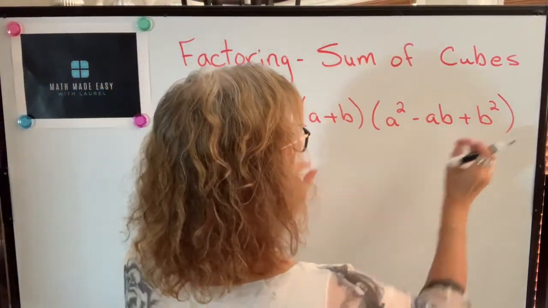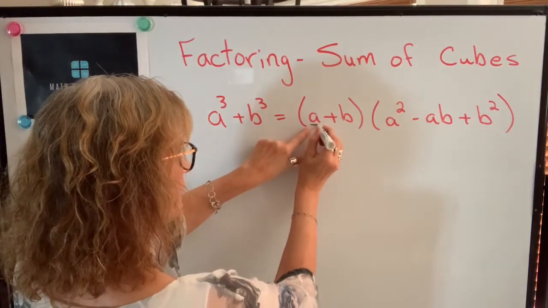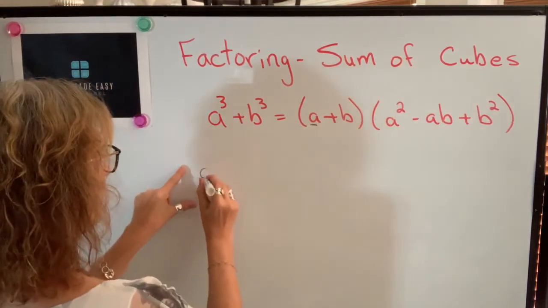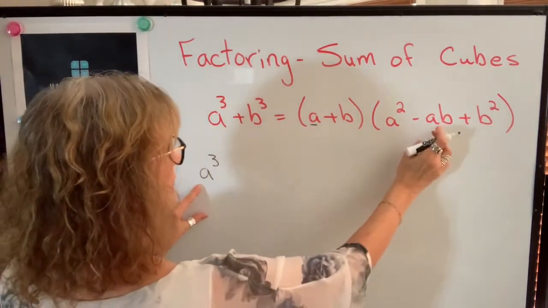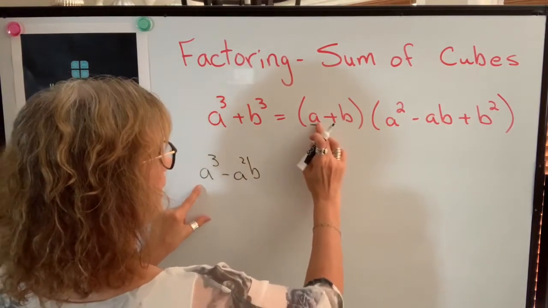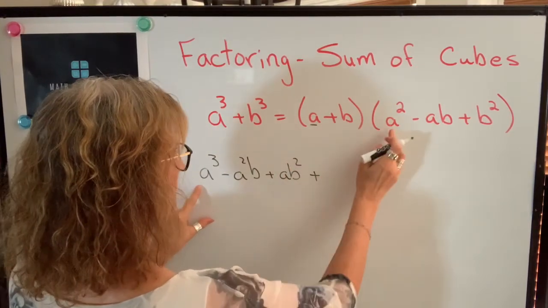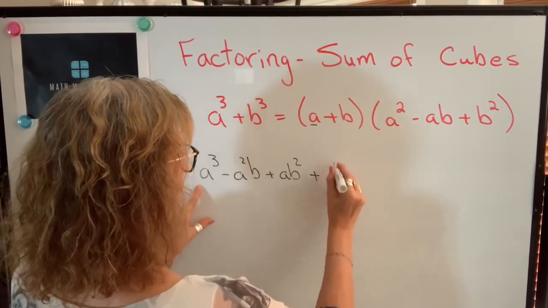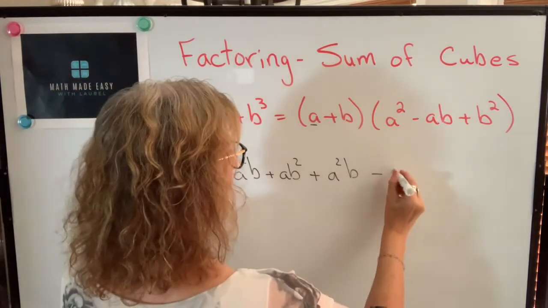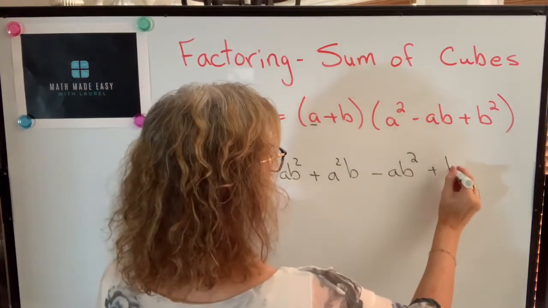If I were just to multiply this out, this would be my result. So I'm going to take this term in the binomial and multiply to each term in the trinomial. So I'll have a cubed. A times negative ab will be minus a squared b. A times b squared would be plus ab squared. Plus a squared b, minus b times ab will be ab squared, plus b times b squared is b cubed.